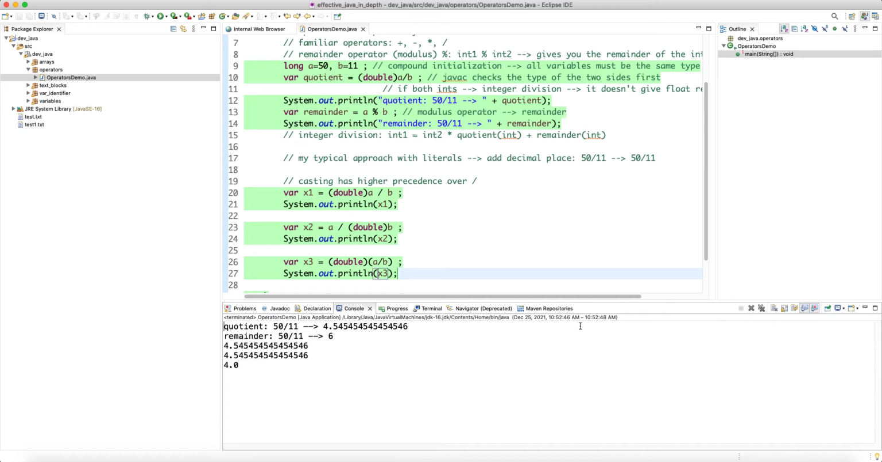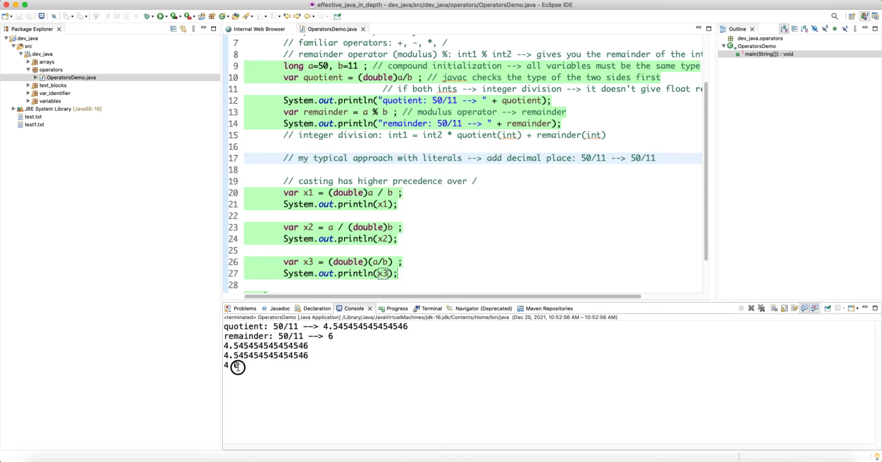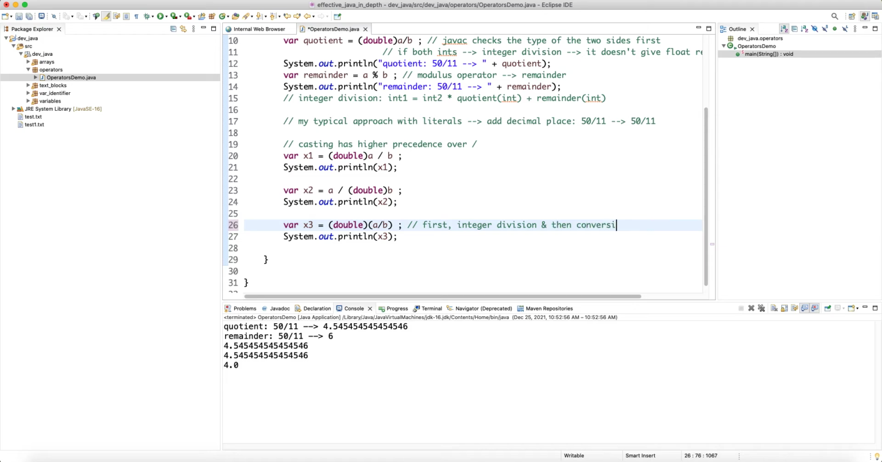Okay, let's close this. So if I run this, as you can see, I get 4 float. So this is a floating point number. But then what happened here is that we first did the division, which compiler assumes that this is an integer division. So first integer division, and then conversion to double. So be very careful about this kind of integer to floating point.